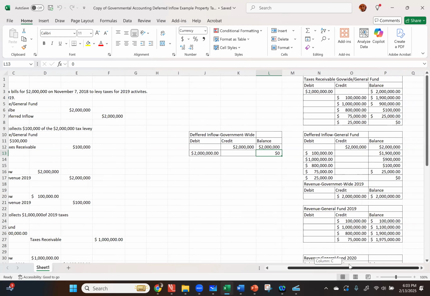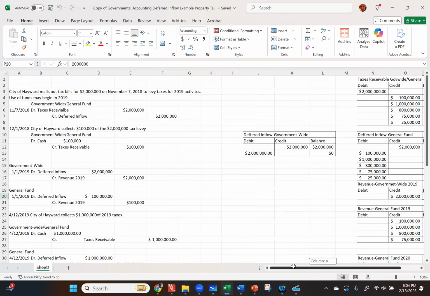And so when you take a look at the revenue now, where's my revenue ledger? Government-wide, there's my credit to revenue for the 2 million. So I just went ahead and took all the revenue for government-wide, governmental activities, okay?